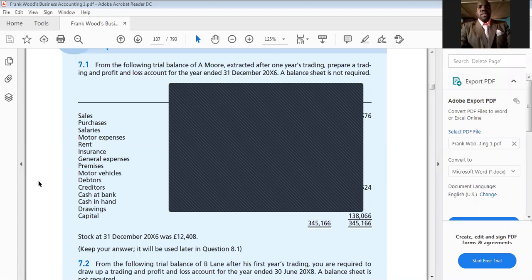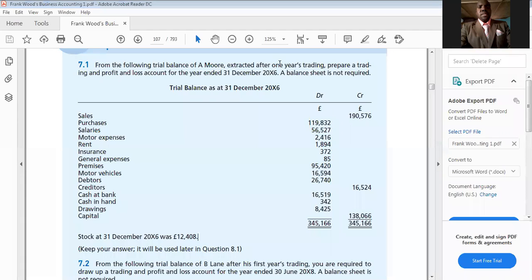I'm going to do it as usual in Excel, so you can follow me at the same time, all right? The first thing, let's look at it now. Two things: the trial balance is for what? And you're asked now to prepare what? Trading profit and loss account.